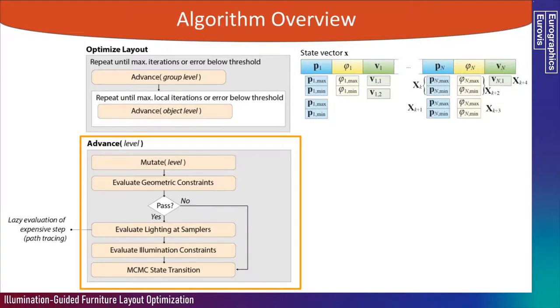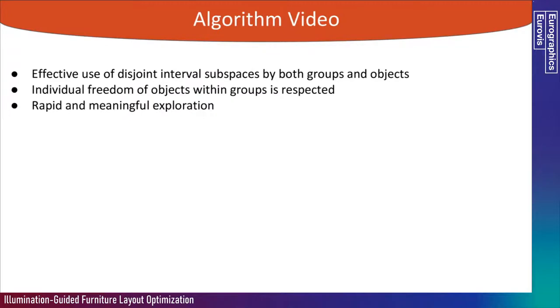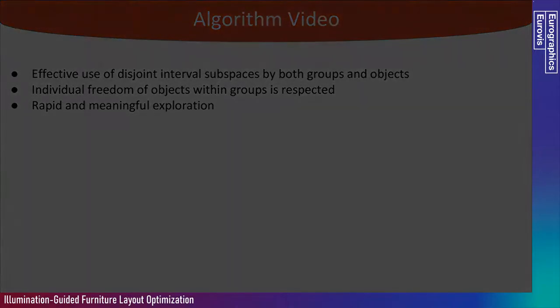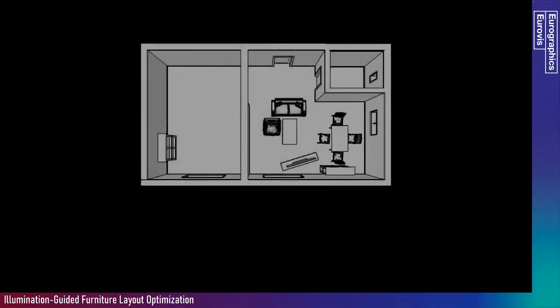Following is a clip showing our algorithm in action in a two-room apartment. Notice how both objects and groups make use of disjoint interval subspaces for meaningful exploration. Also notice how the individual freedoms of each object are respected, for example, within the living room set, providing for radical but meaningful intra-group arrangements.